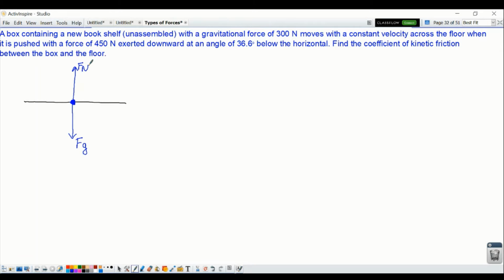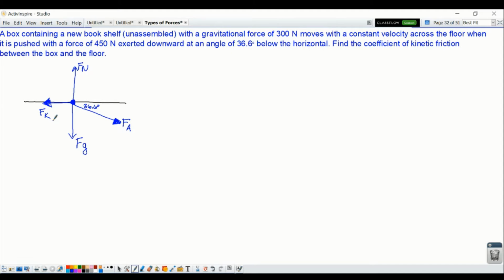And then it says it's being pushed with a force of 450 newtons, exerted downward at an angle of 36.6 degrees below the horizontal. So I'm going to push it down and to the right, okay? So I need to go 36.6 degrees below the horizontal. So this is a horizontal line, I need to go 36.6 degrees below that. And this is the force we're pushing with, so this is the applied force. And then my last force, of course, since it's sliding along the floor, we've got some friction. And since it is moving, it is kinetic friction. So we got our picture.